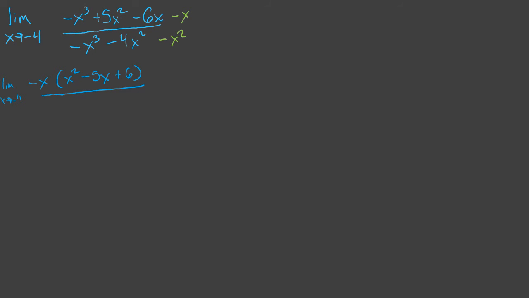Now down below we can take out a negative x squared from each term. So we get negative x squared. If we factor that out from negative x cubed, that just leaves us with x. And negative 4x squared divided by negative x squared leaves us with plus 4. Alright, so now we can do a little bit of canceling out here. The negatives cancel to positives, and this x cancels out. We're just left with one x down below.